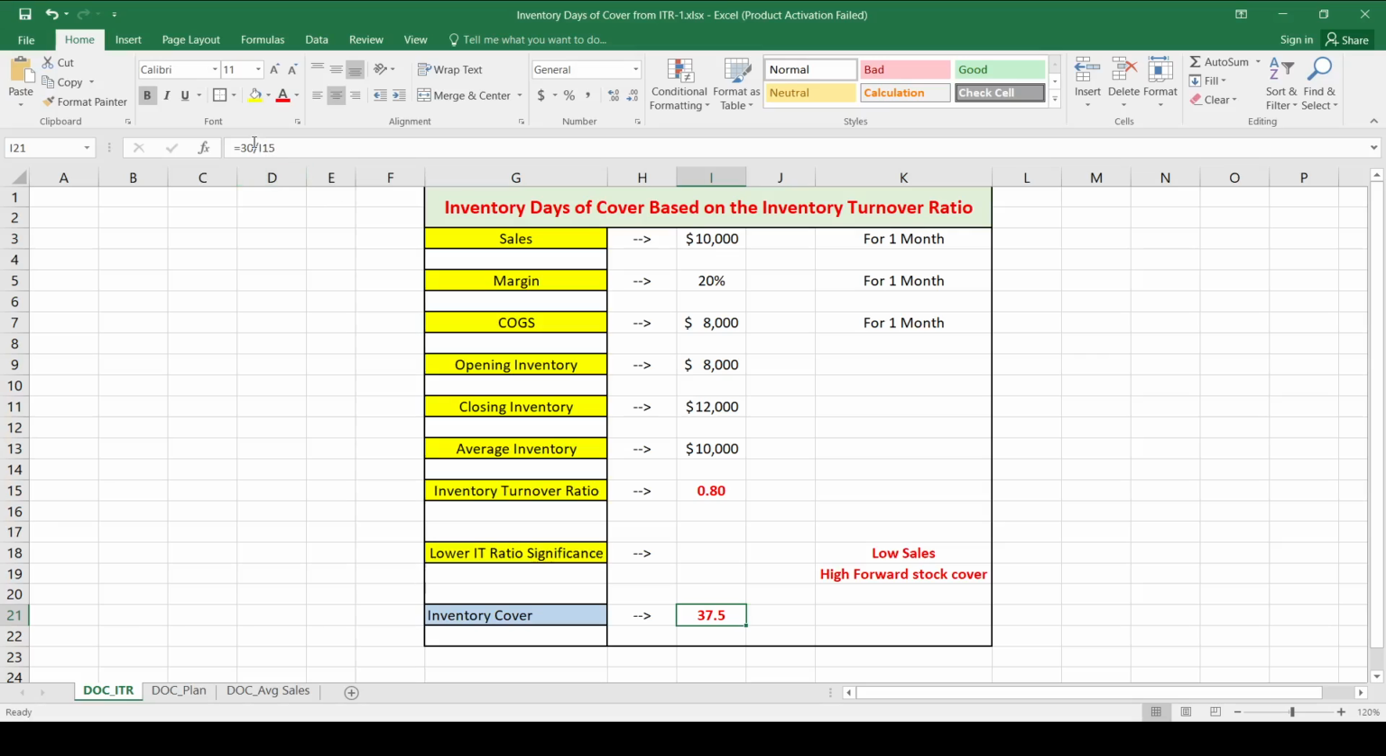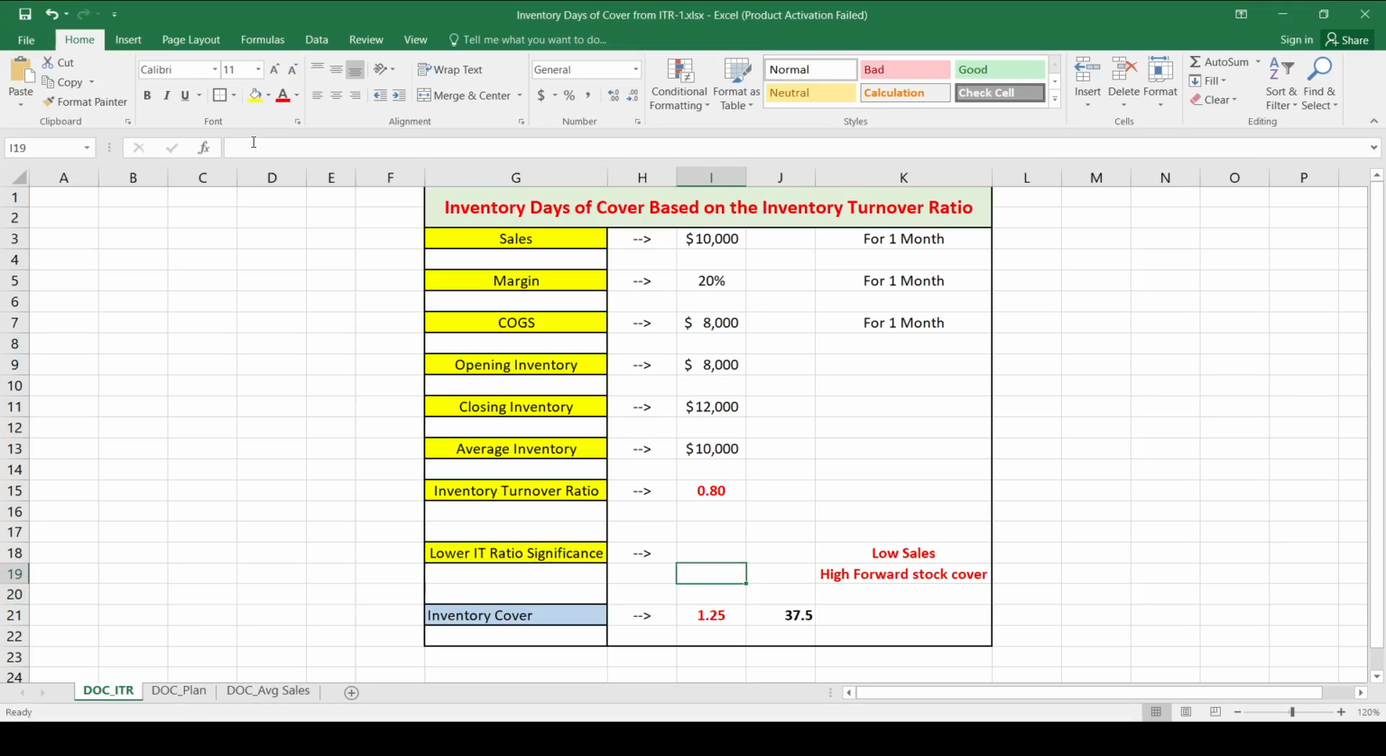And simply in terms of months, if you want to derive it, then 30 days is 1 month, so 1 divided by your inventory turnover ratio is 1.25 months. Okay, so approximately 1.25 months means 1.25 into 30, which is around 37.5 days. So this is in terms of days and this is in terms of months. So you have 1.25 months of cover, which is around 37.5 days.